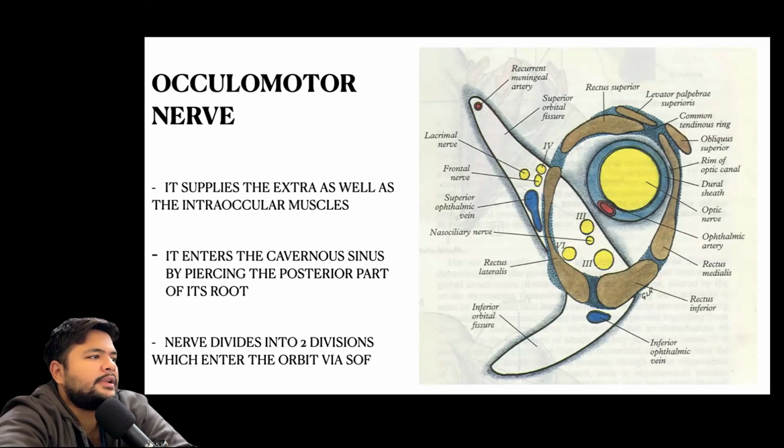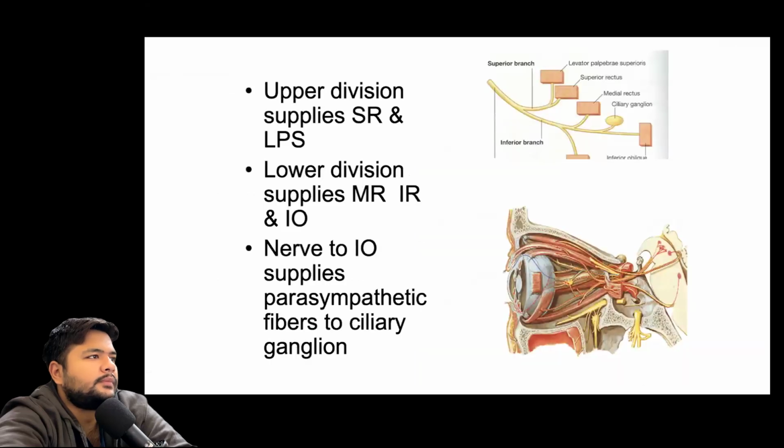It enters the cavernous sinus by piercing the posterior aspect of its roof. The nerve divides into two divisions, which enter the orbit via the superior orbital fissure. The upper division supplies the superior rectus and levator palpebrae superioris. The lower division supplies the medial rectus, inferior rectus, and inferior oblique.